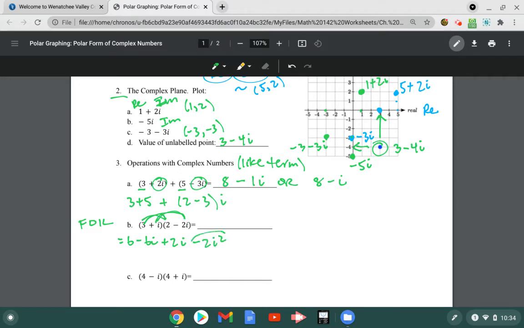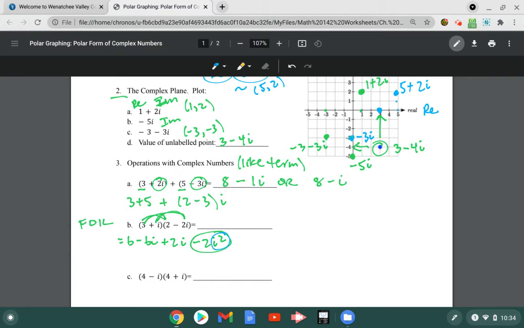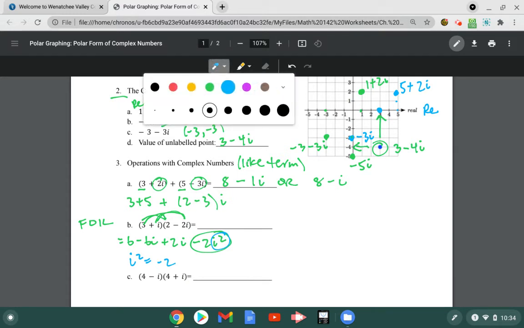I need to do one thing before I combine my like terms, and that's to deal with the i squared. We saw the definition earlier. We know that i squared is equal to -1. So I'm going to replace i squared with -1.